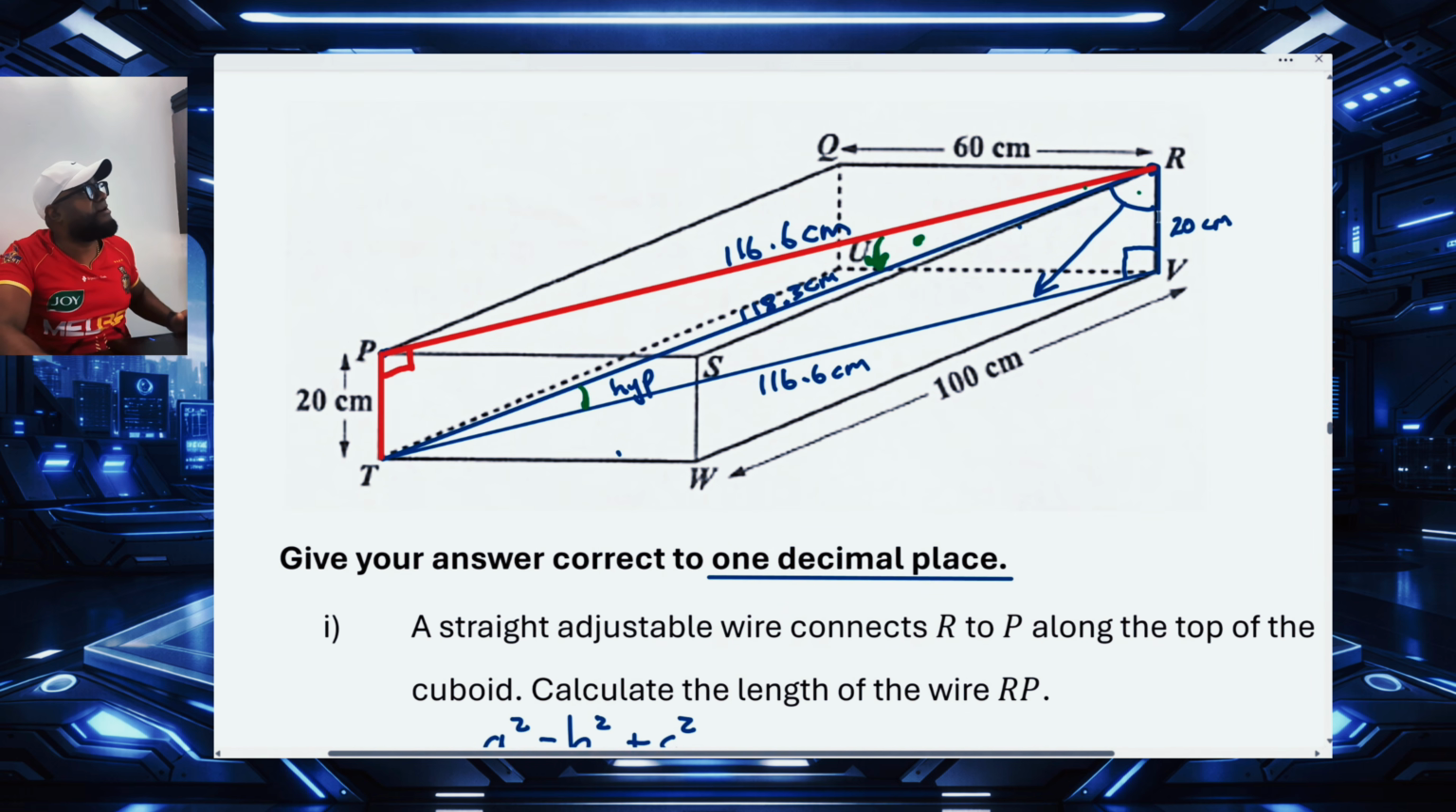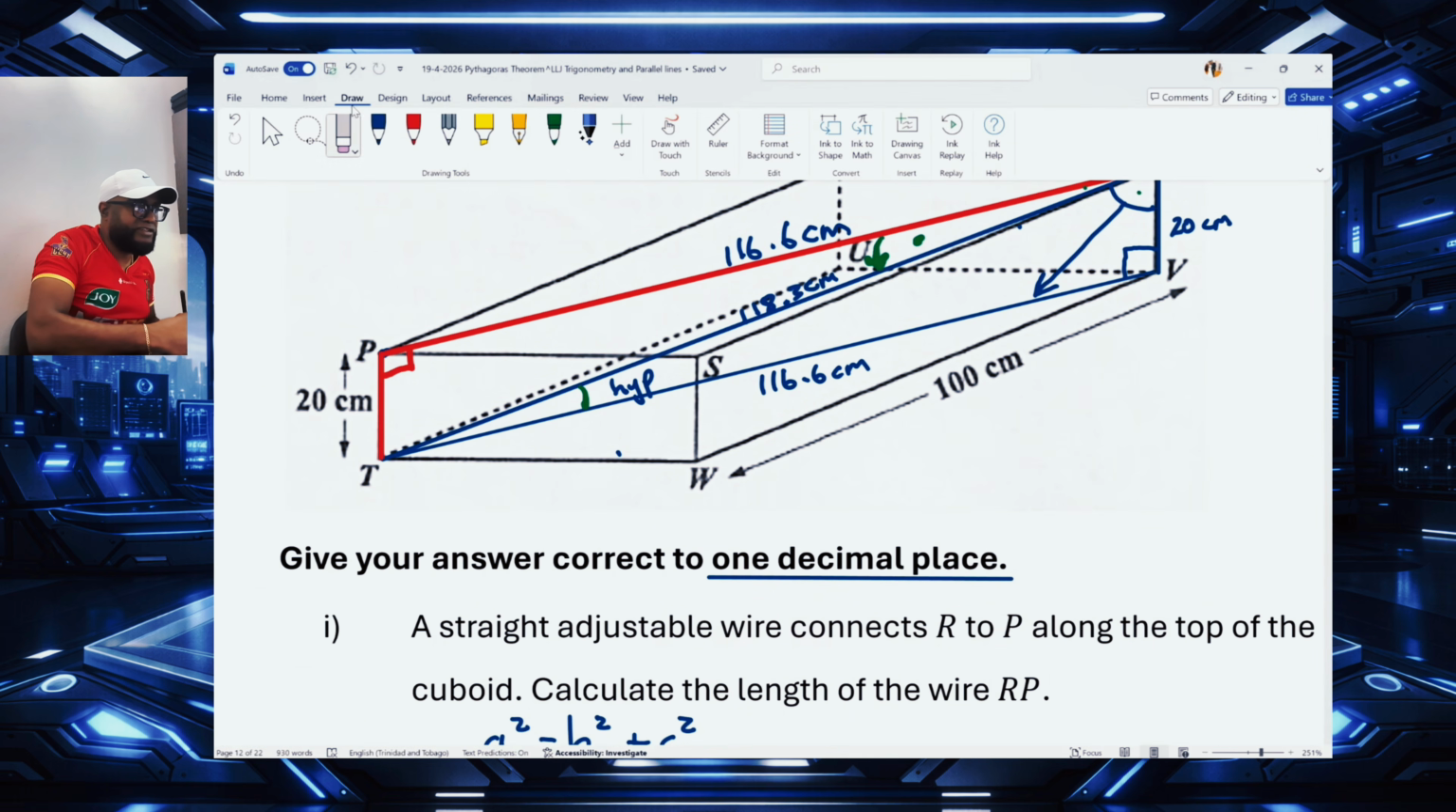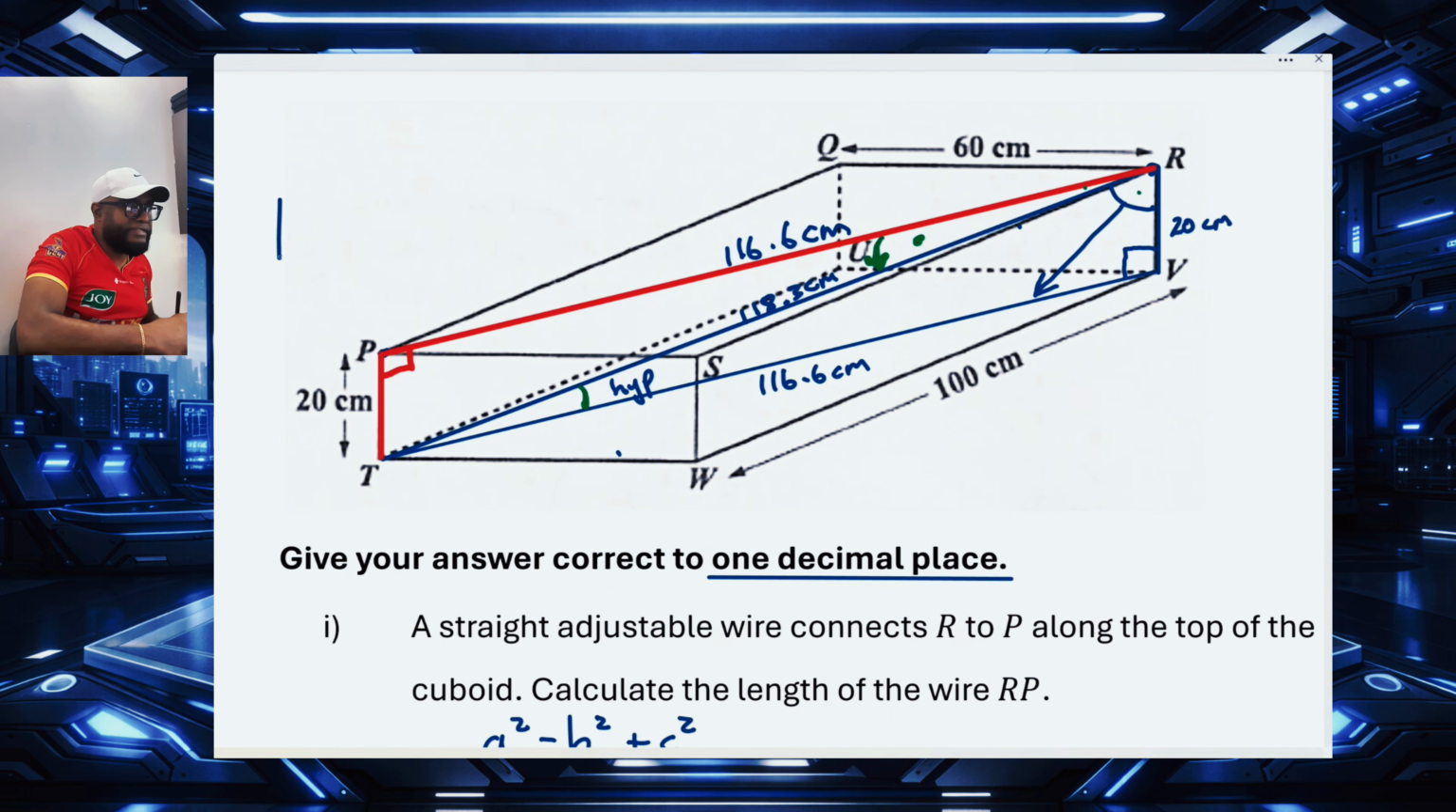Why are they the same? Because this line here, which is RV, is parallel to this line here, which is PT. And because they are parallel, these two angles will be alternate angles. So it's basically looking like this, right? Watch it. I'm giving you all a little visual on this side here. You have PT here, you have RV here, they are parallel.